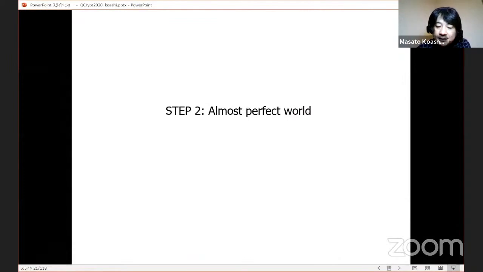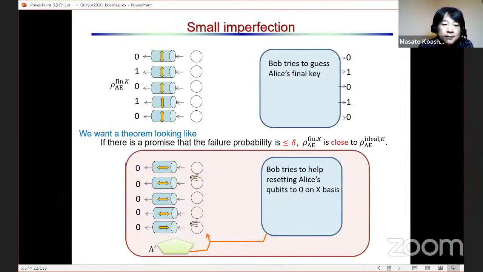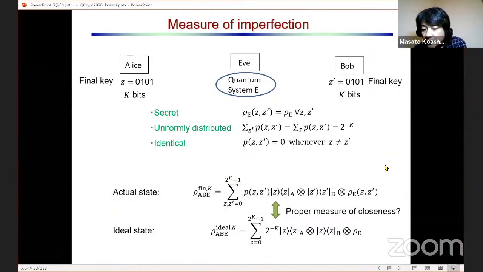Next, I would like to introduce small errors here. We want a theorem saying that if there is a promise that the failure probability here is not exactly 0, but a small number, then somehow the final state here is close to the ideal state. So we're talking about how close this state is to the ideal state.